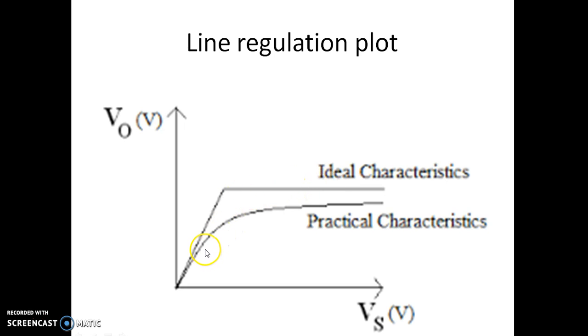But in case of practical characteristics, there is a slight variation in the output voltage as the input changes from this value to this value. But you can see that the variation of the output voltage from this level to this level is very small. This is a practical characteristics of a line regulation plot. Initially, the output varies with the input voltage up to a certain value. Afterwards, it remains constant. So if you want to find the line regulation, it is only after this region that we have to find it out.